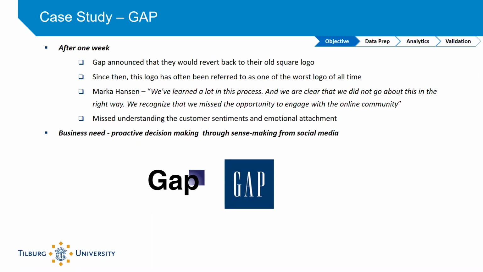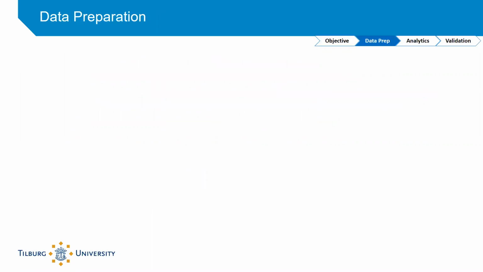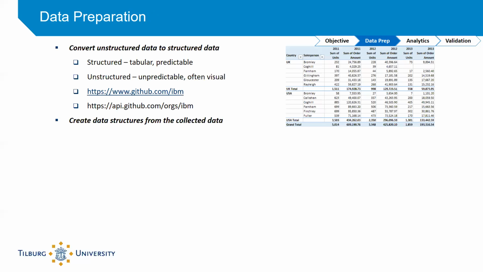However, enhanced sense making requires a lot of social media analytics, specifically related to text analytics. So step 2 of the predictive analytics process is data preparation. Over here, we not only collect data, but we are also responsible for converting unstructured data to structured data.